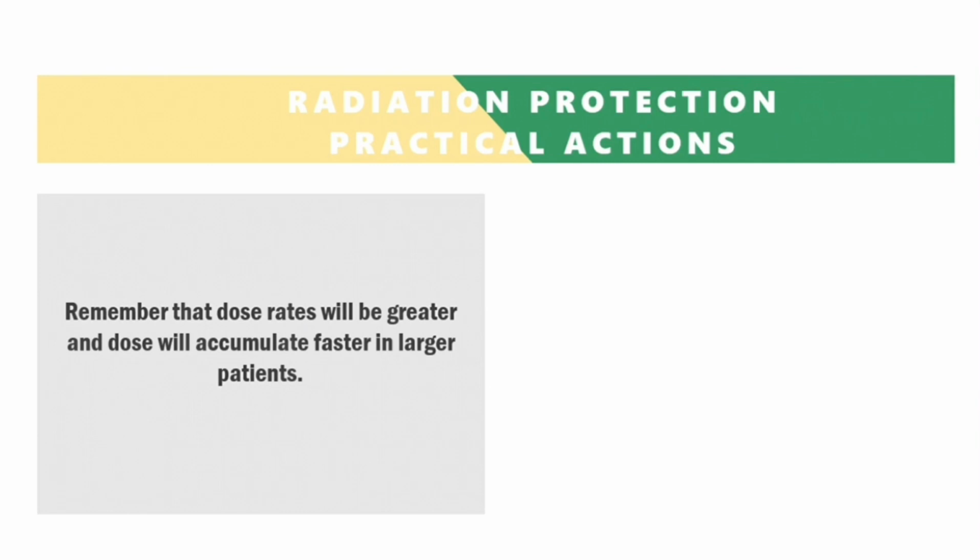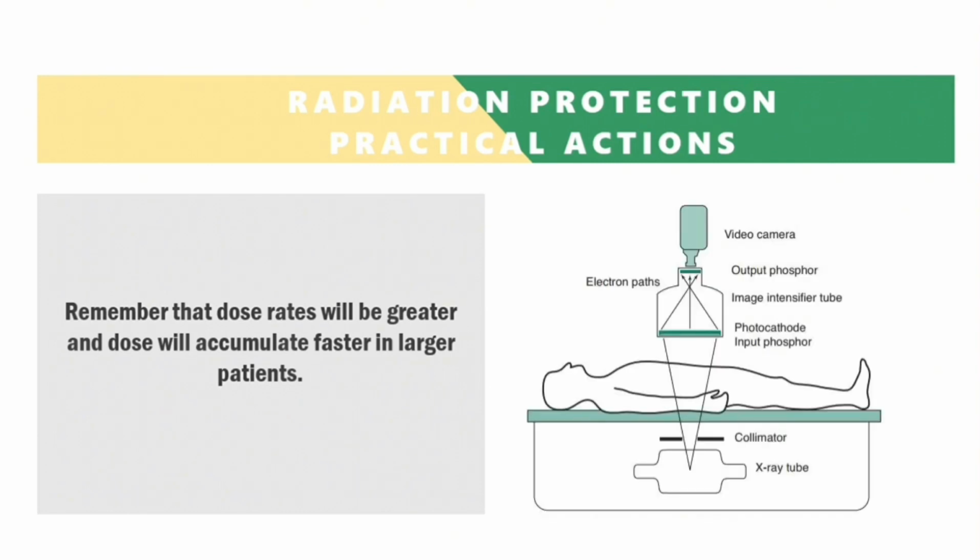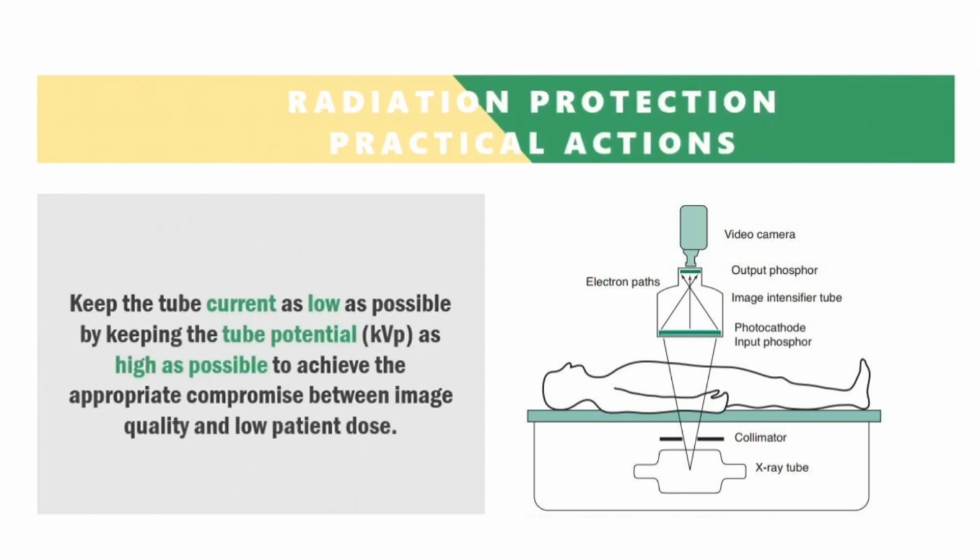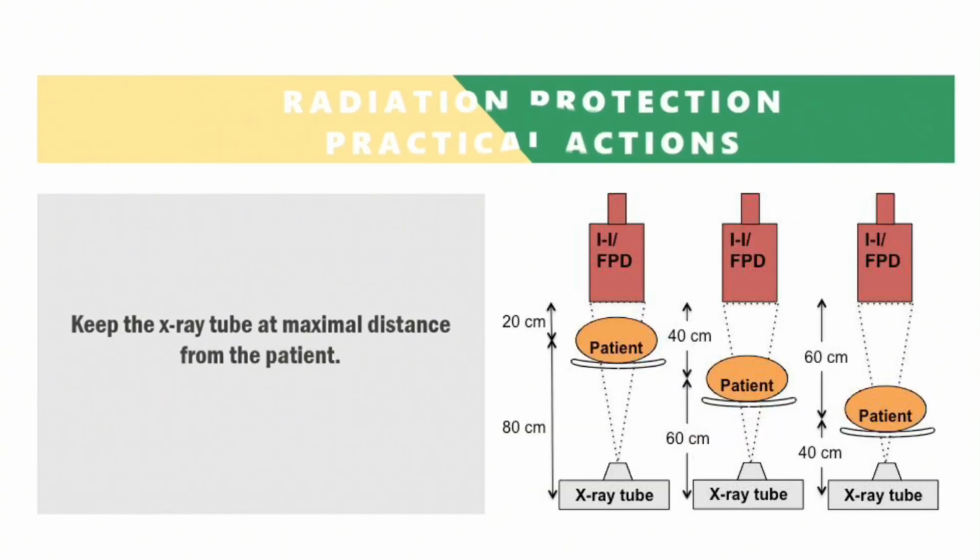In considering patient sizes and dose rates, it is essential to remember that dose rates are greater and dose accumulates faster in larger patients, so adjustments are necessary for varying patient sizes. To minimize patient dose, we keep the tube current as low as possible while maximizing the tube potential, or kVp, to strike a balance between image quality and safety from radiation.